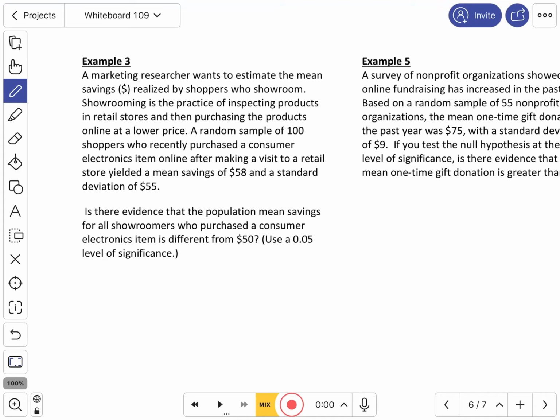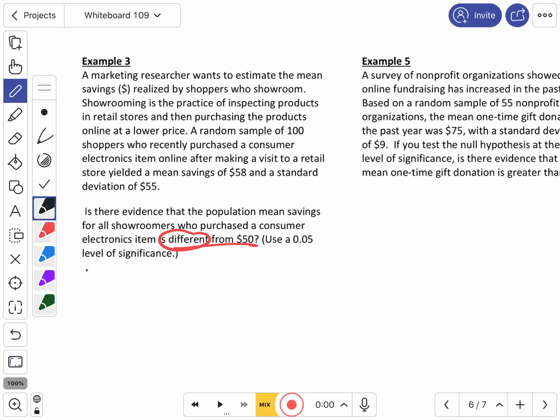So basically what this is, you go inside of a store, you see an item you like, you go to Amazon to purchase it instead of buying it in the store. Try to save some money. They want to know, is the amount of money you save different from $50? And by different, does that mean you save more? Does that mean you save less? We don't really know. They're just saying that it's different. So because this word is different, we have what's called a two-sided test.